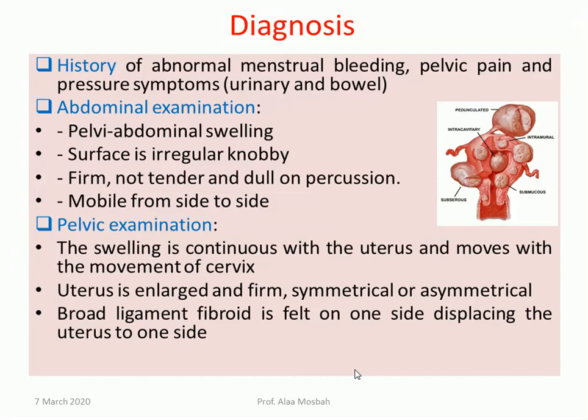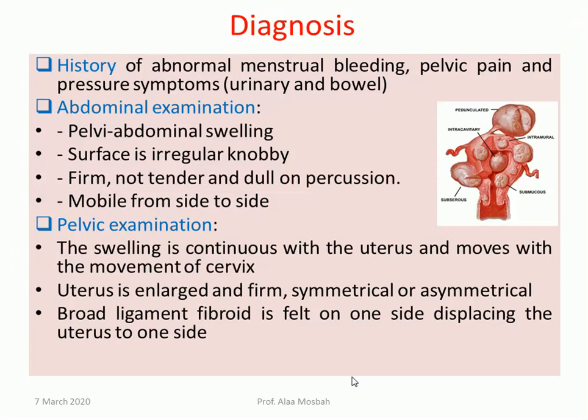Abdominal examination reveals a pelvic abdominal swelling. The surface may be smooth in submucous fibroid or irregular, nodular in intramural or subserous fibroid. Firm, not tender, and dull on percussion, and mobile only from side to side, not above and down, because it is a pelvic abdominal swelling.